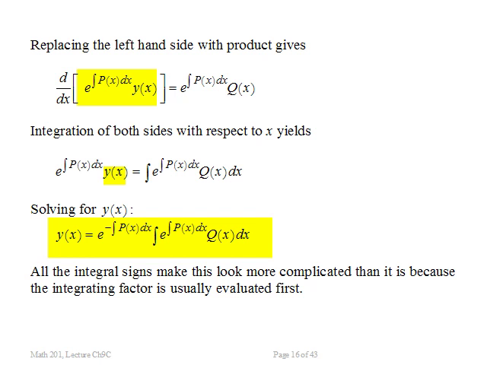Notice the change in sign in the integrating factor. Here's the integrating factor, but because I've multiplied to isolate y of x, I now have the integrating factor with a negative sign in front of that integral. Don't miss those signs.